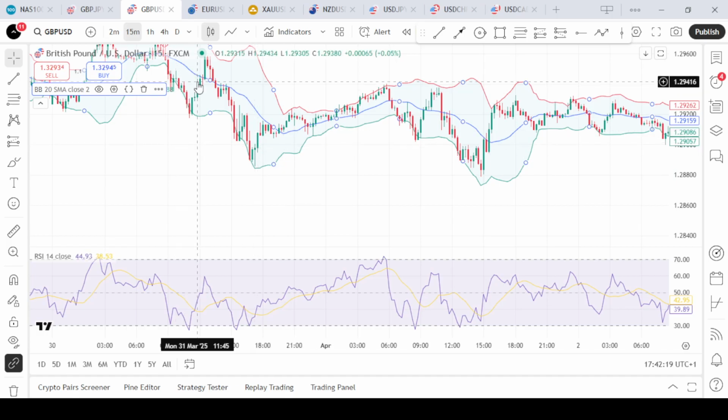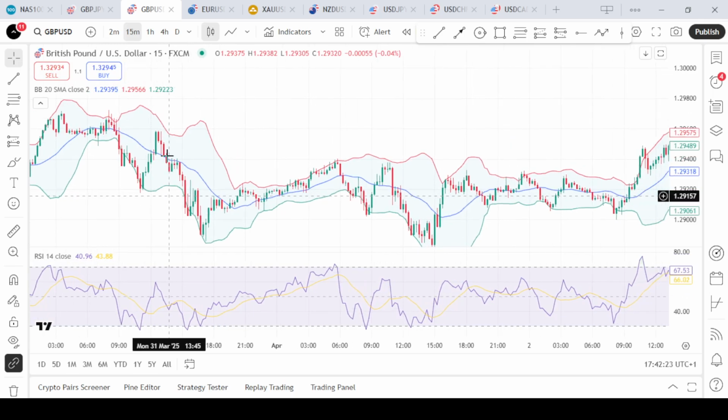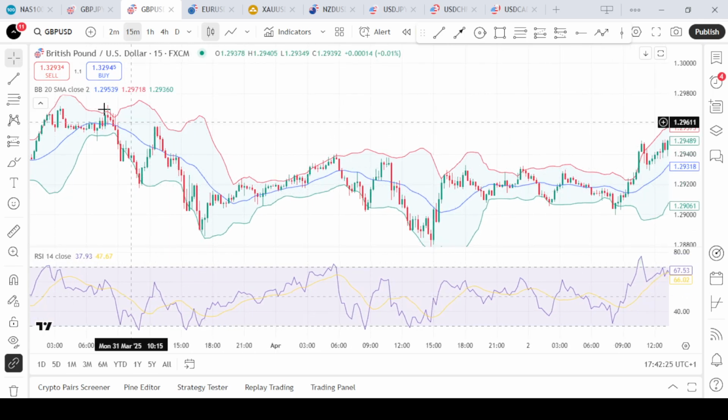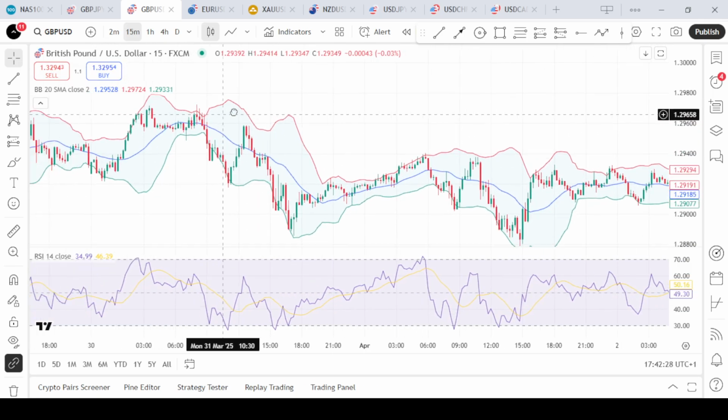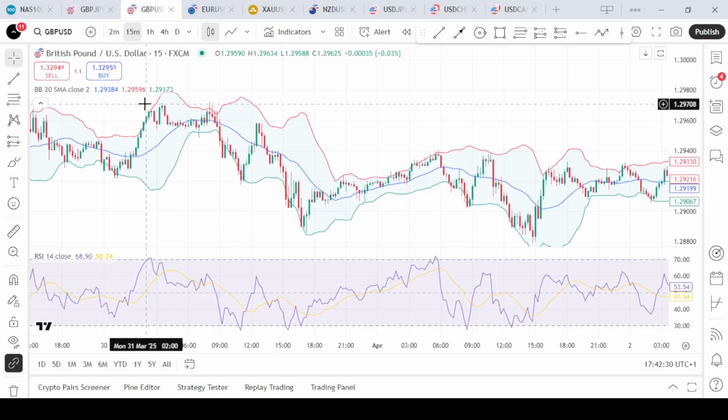Now, in terms of a selling trade, we would have to look for price to bounce off the upper band. When price bounces off the upper band, we would expect the RSI to be above 70, and at this area when price bounced off the upper part of the band, we can see that it is above 70.